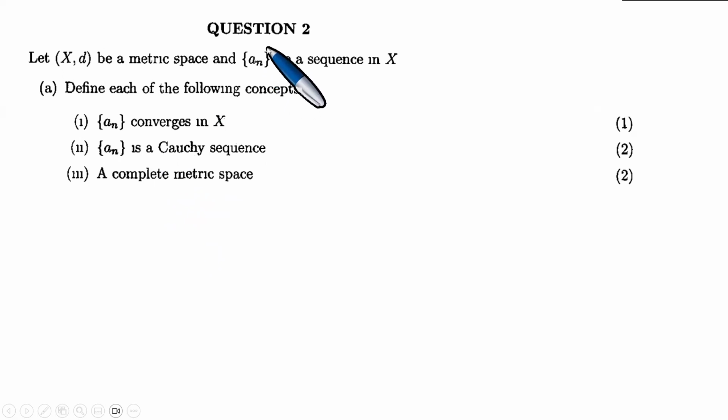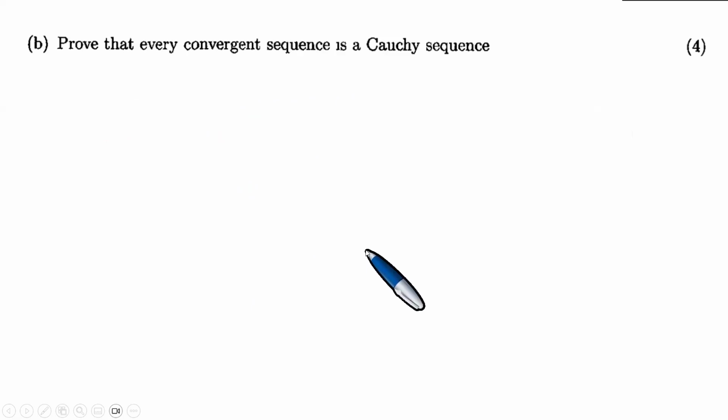As we discuss the material for the course, we must be mindful that we must be able, in the end, to write down the definition of a convergent sequence. Define each of the following: a_n is convergent, so if it is a sequence in X, it's convergent. Define that. And also a_n is a Cauchy sequence. Define. Complete metric space, define. Prove that every convergent sequence is a Cauchy sequence.